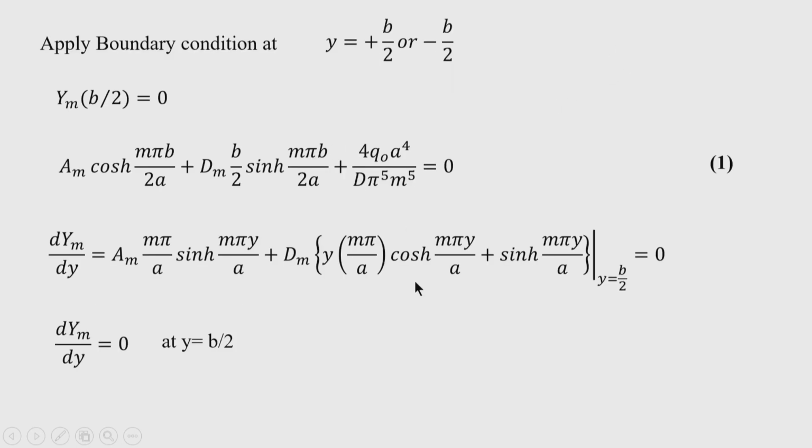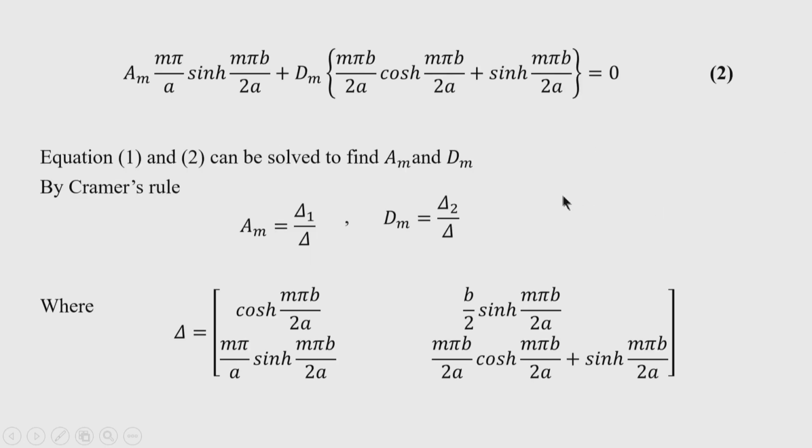So, we have got this equation, this is equation number 1 and this is equation number 2, after applying the boundary conditions. The two equations that we got contain two unknown quantities, one is A_m and another is D_m. So, the two equations are solved simultaneously. The easiest and systematic method is Cramer's rule for such a small number of variables. For linear equations with few variables, up to 3 variables, you can use Cramer's rule easily.